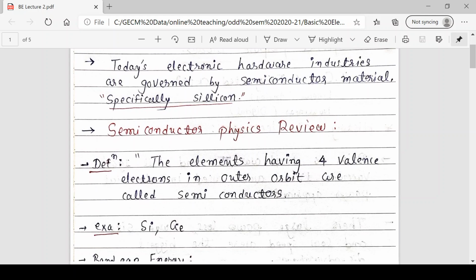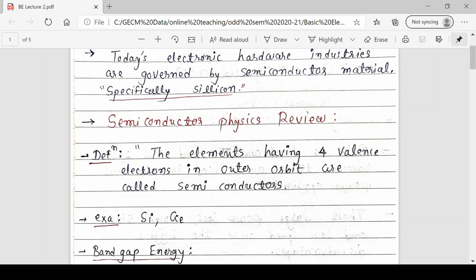So as you can see, by definition, what is a semiconductor? A semiconductor is an element which has four valence electrons in the outermost orbit. So the outermost orbit is incomplete, and it is neither a conductor nor an insulator.